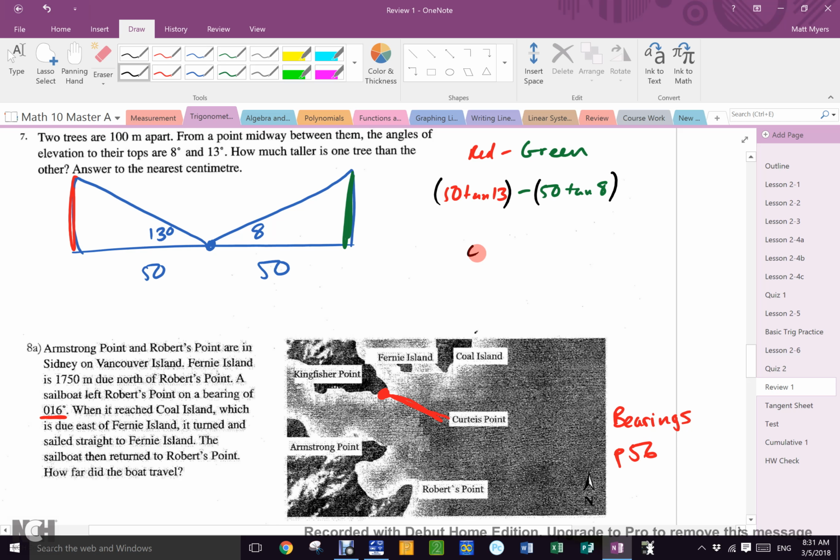4.5? Sure, sounds good to me. 4.5 meters. Anybody corroborate that? You have to answer in centimeters, though, so you have to turn it into centimeters. Okay, so 450 centimeters. That's corroborated. Somebody agrees, so I don't have to punch it in.